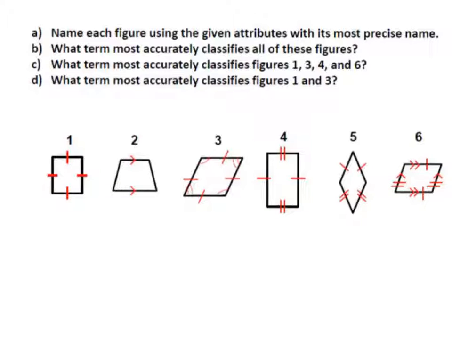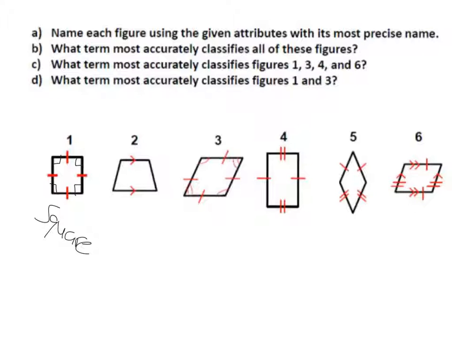For the last part of the notes today, this is a most missed question from the SOL. So this is a really important one to know how to do. Also, it gives you an example of what the SOL questions would look like on an actual SOL. So part A asks you to name each figure using the given attributes with its most precise name. So looking at the very first shape, I can see based on those tick marks that it has all equal sides, and I can also see that it has right angles. If it has all congruent sides and right angles, that's going to be a square.